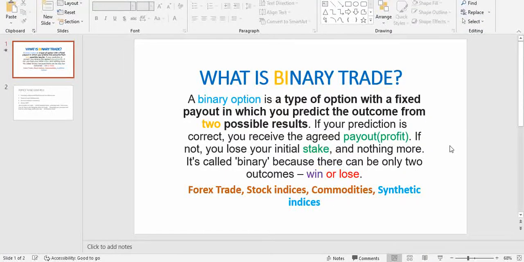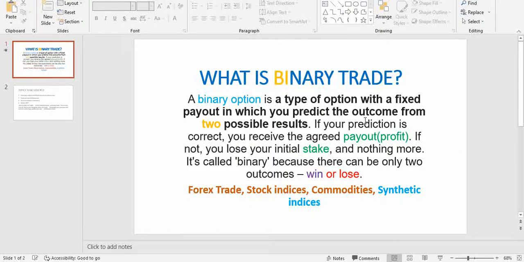A binary option, you can call it binary option trade or binary trade, is a type of option with a fixed payout in which you predict the outcome from two possible results. There are only two possible results, just from the word binary, the word binomial. Bi means two. So you only have two options to choose from.